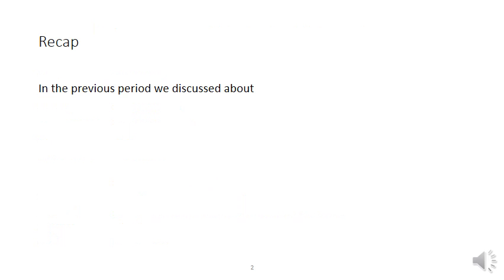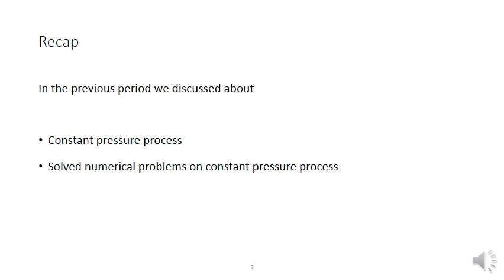Moving to the next. In the last class we discussed the constant pressure process and some solved numerical problems on the constant pressure process. For the constant pressure process, the work done W is equal to the integral of P dV, with volume changing from V1 to V2, putting the pressure as a constant. So we get the work done W is equal to P(V2 minus V1), or we can write this equation in terms of mR(T2 minus T1).